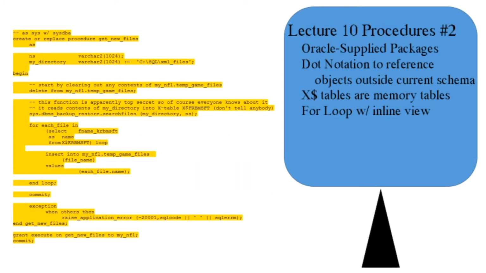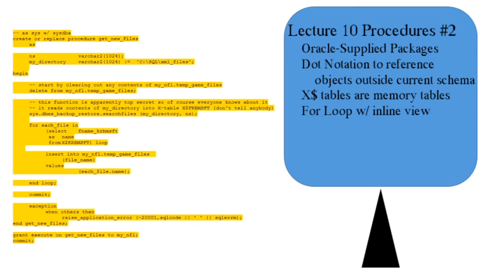In Lecture 10, we looked at a procedure which went out to an external directory and came back with a listing of all the files in that directory. Classic example of an Oracle predefined procedure saving us a ton of time. Let's not reinvent those wheels.